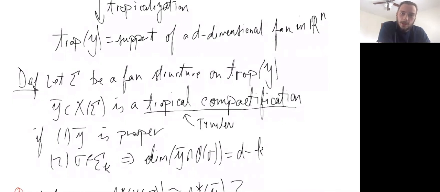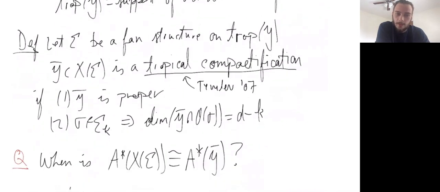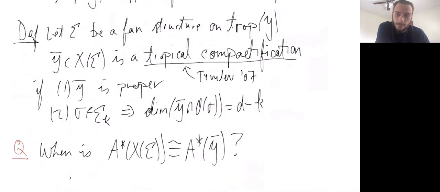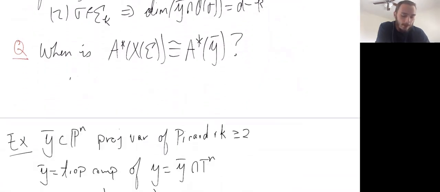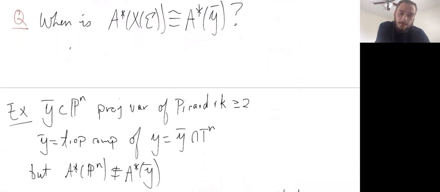So the question that I am concerned with is, when is the Chow ring of this toric variety the same as the Chow ring of Y bar? The first thing to note is that this can fail pretty easily. So I've written down an example here.